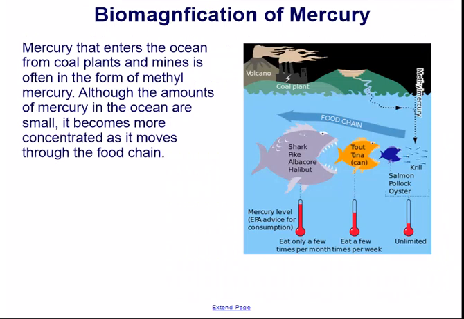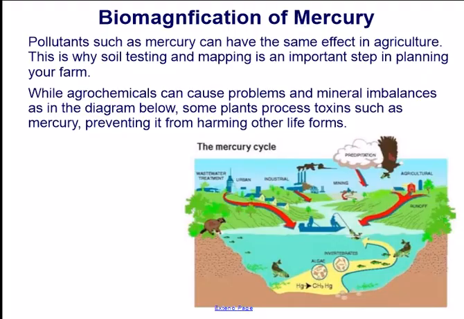Biomagnification of mercury. Mercury that enters the ocean from coal plants and mines is often in the form of methylmercury. Although the amounts of mercury in the ocean are small, it becomes more concentrated as it moves through the food chain. Pollutants such as mercury can have the same effect in agriculture. This is why soil testing and mapping is an important step in planning your farm.